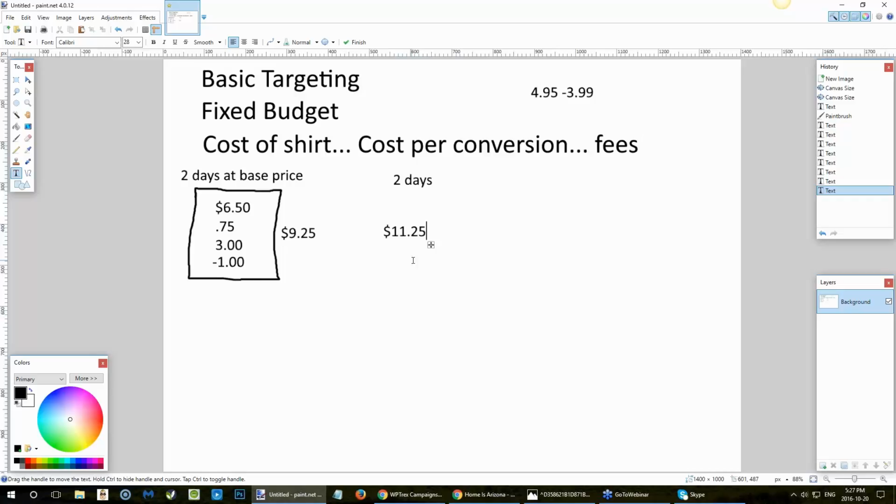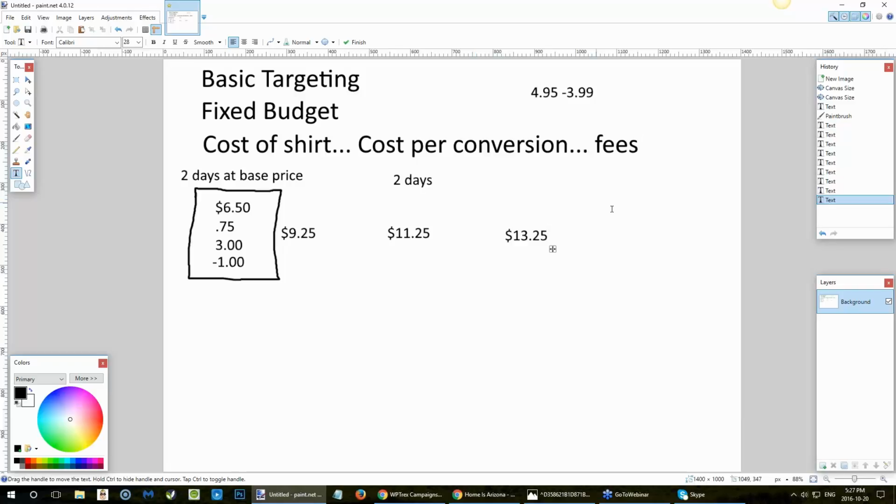We're going to go for 2 days. We're going to keep the same targeting. We're going to keep the same budget. Everything is exactly the same. It's going to run for exactly 48 hours, 2 days. If they're still selling, we're going to go up to $13.25. We're going to run that for exactly 2 days.